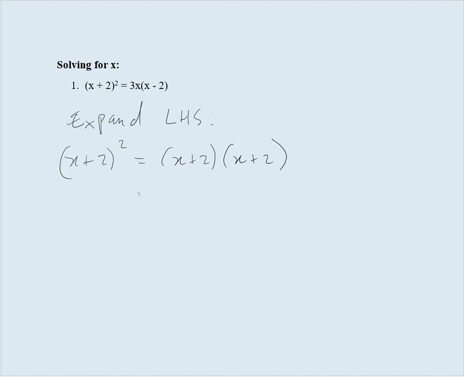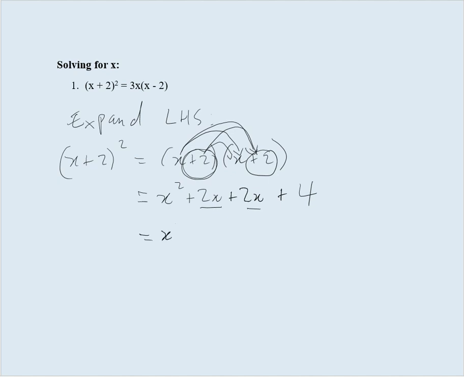And then what we'll do is we'll multiply it out. So we'll say x times x, which is x squared, and then x times positive 2, which is positive 2x, and then positive 2 times x, which is also positive 2x, and then positive 2 times positive 2, which is positive 4. So here we have like terms, so we just add them. So we end up with x squared plus 4x plus 4. So that's the left hand side.